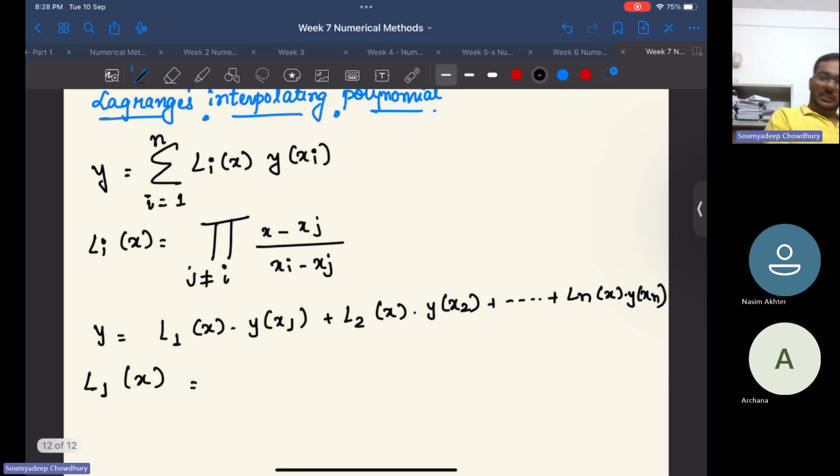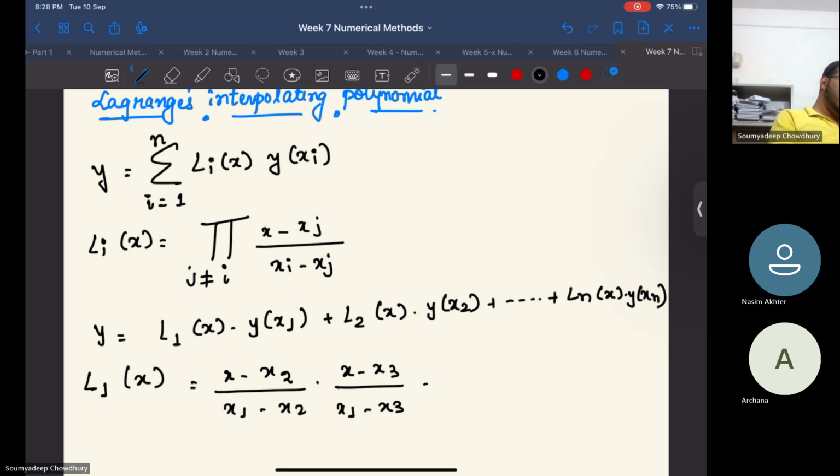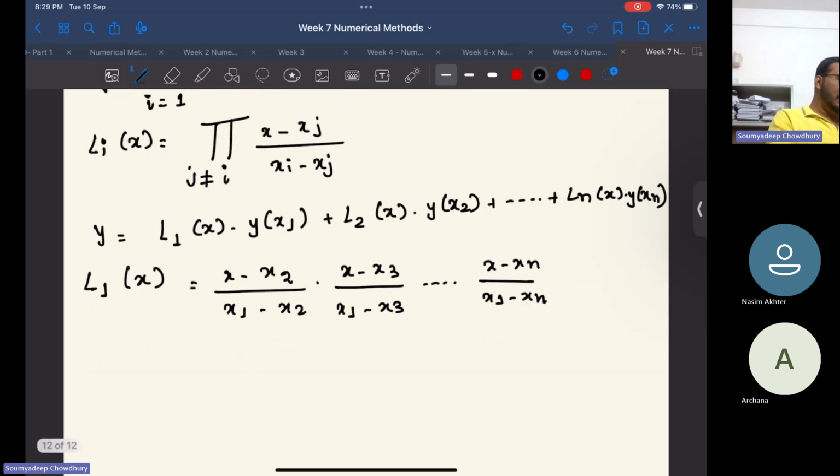See, so for L1 of x, what is the value of i? i is 1, right? So your j cannot be equal to 1. So j will start from 2. So the first term is x minus x2 by x1 minus x2, i is 1, j is 2. Next term is x minus x3 by x1 minus x3. Like this, it will go on till x minus xn by x1 minus xn. Is this clear? How I am getting L1 of x? Yes, it is clear.